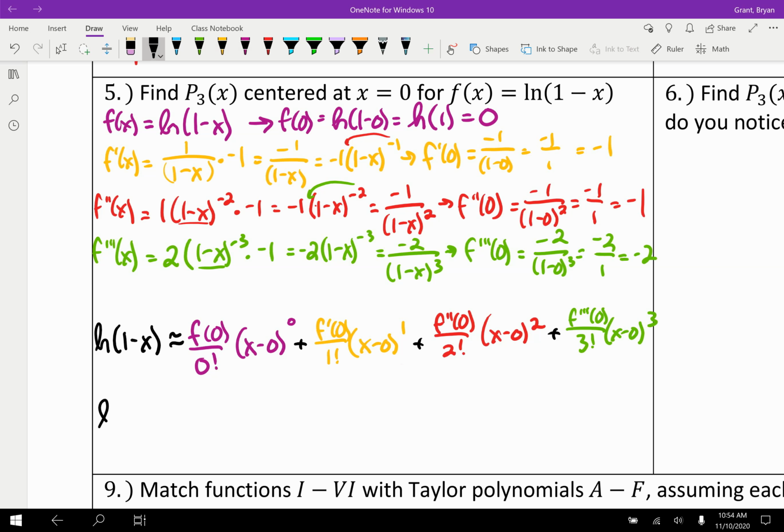Or, putting this all in, the natural log of 1 minus x is going to be approximated. We do need that approximately. They are not equal to each other. The AP exam is very picky about those equal signs. And again, keeping those colors.